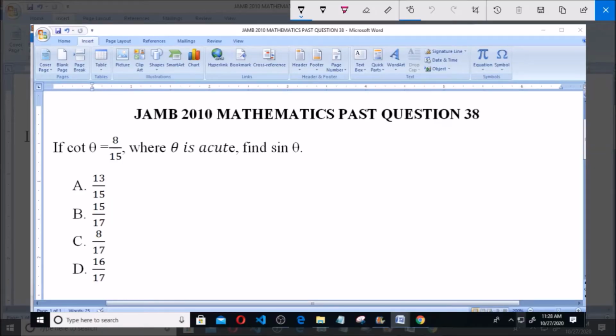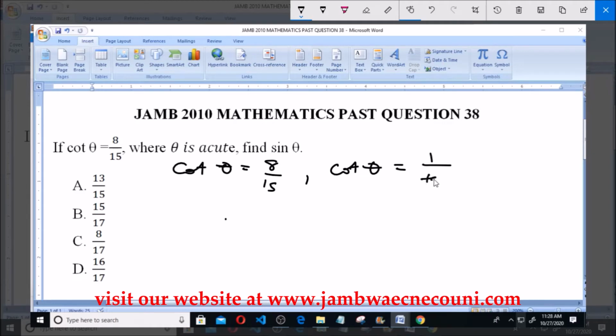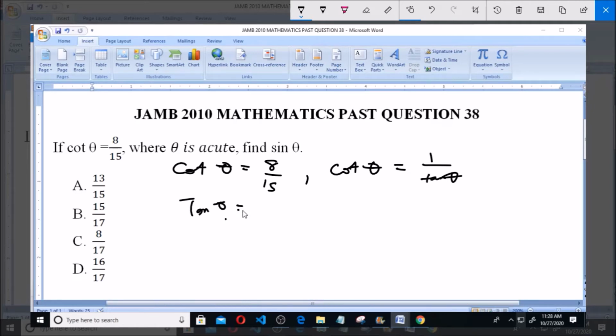I will be answering JAMB 2010 Mathematics Past Question 38. If cot theta is equal to 8 over 15, where theta is acute, find sin theta. Now, cot theta is equal to 8 over 15, and it is known that cot theta simply means 1 all over tan theta. So if cot theta is 8 over 15, that means tan theta is equal to what?